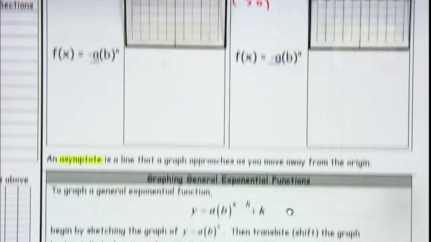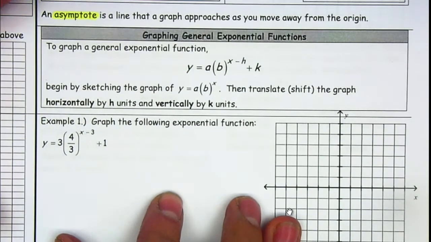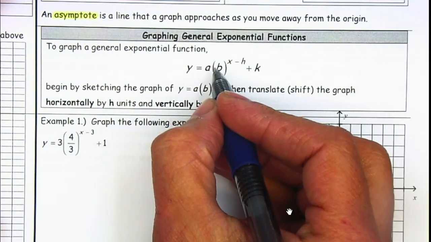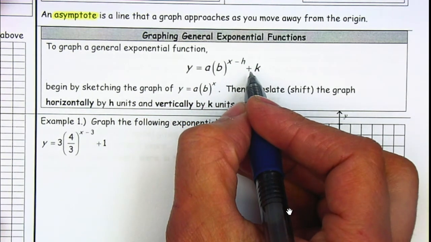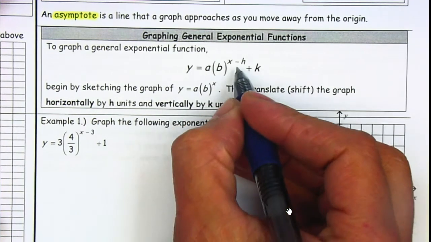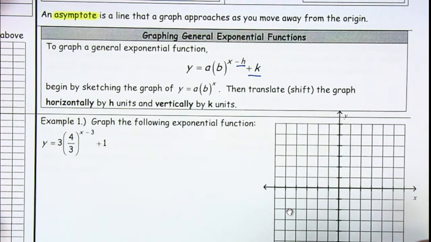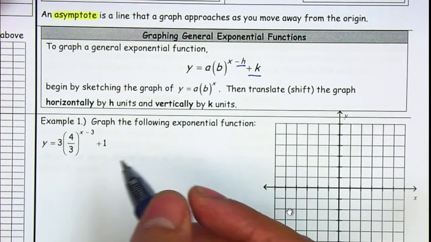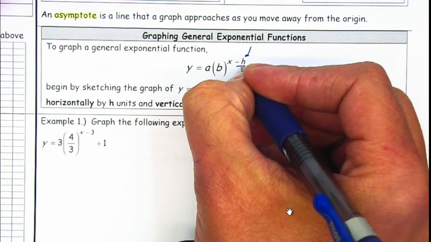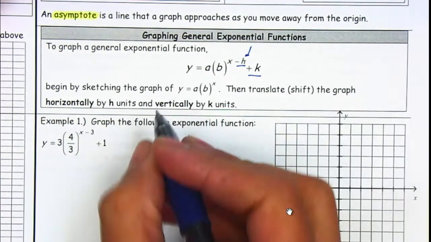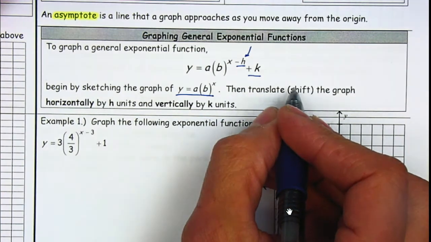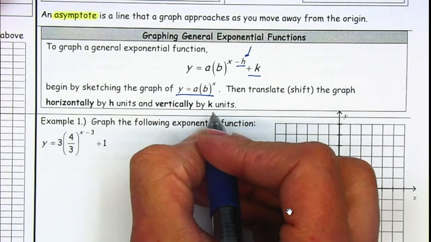We have the standard form of an exponential function: a b to the x minus h plus k, where b has to be greater than 0. Remember, we have seen h and k before in quadratic equations and absolute value equations. And remember, if the formula says negative h, that means the opposite of h. We're going to begin by sketching the basic parent graph, and then we're going to translate it or shift it horizontally and vertically by using the h and the k.